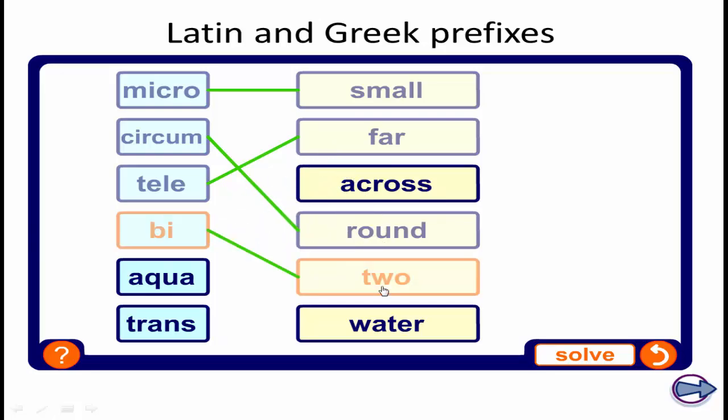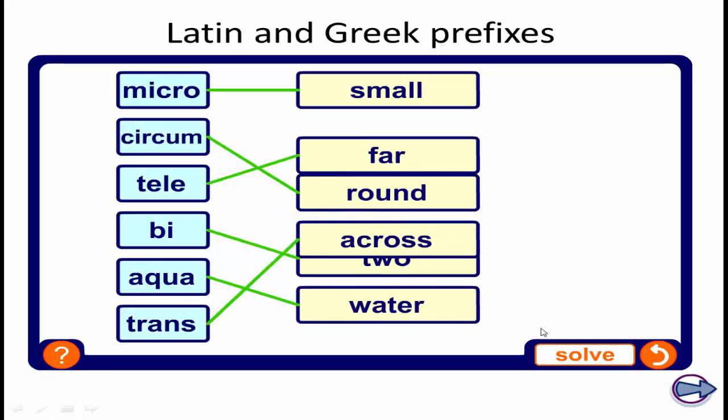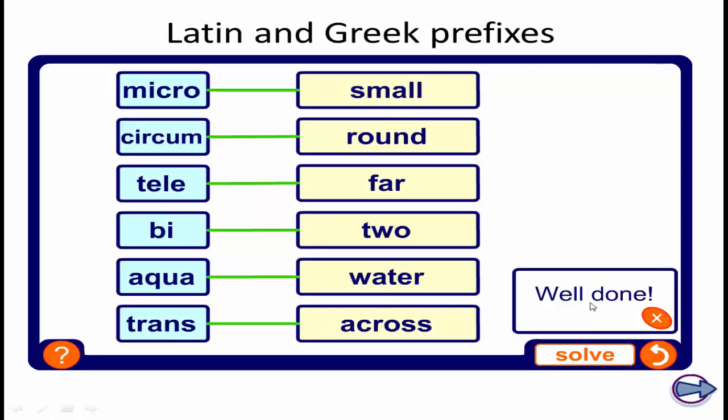So it's two. Aqua. Aqua means across or means water? It means water, like aqualung. And finally, trans. It means across. You're right. Perfect. Well done.